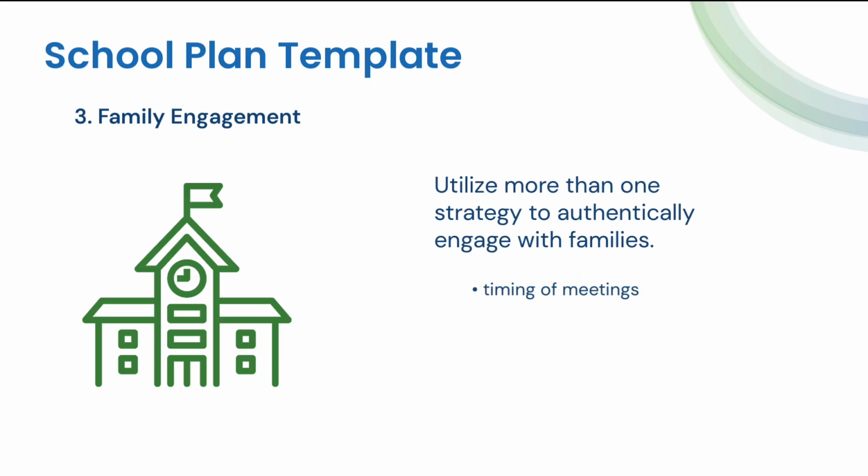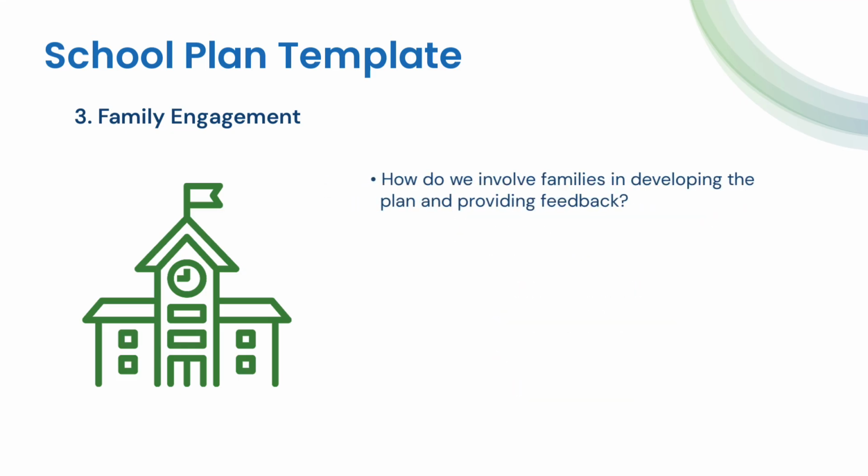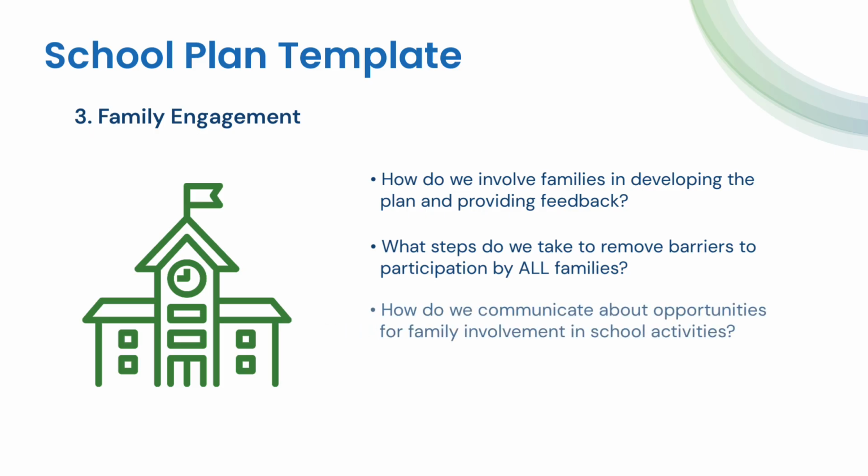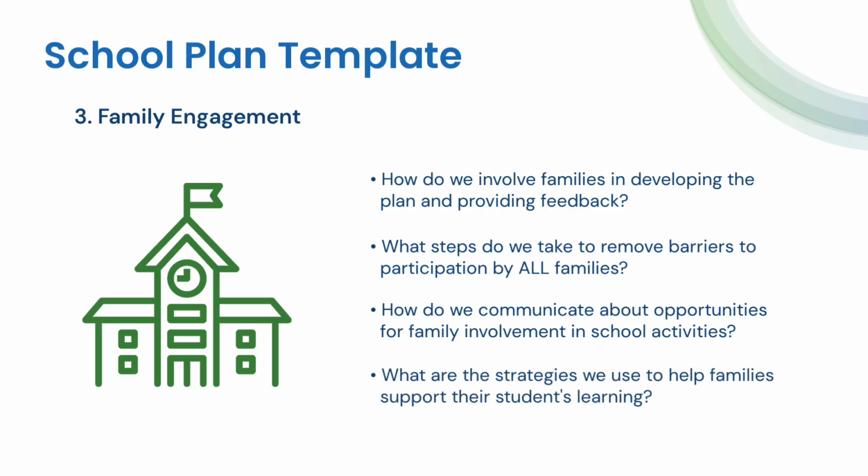The timing of meetings, the primary language or languages spoken, and supports for childcare and transportation can all have an impact. When considering family engagement, questions schools should consider asking include: How do we involve families in developing the plan and providing feedback? What steps do we take to remove barriers to participation by all families? How do we communicate about opportunities for family involvement in school activities? And what are the strategies we use to help families support their students' learning?